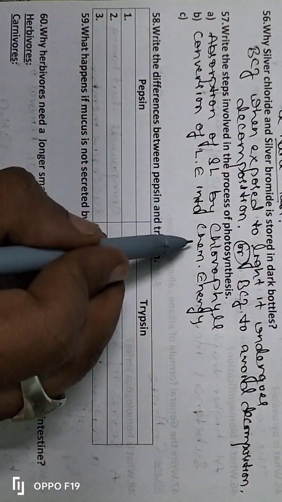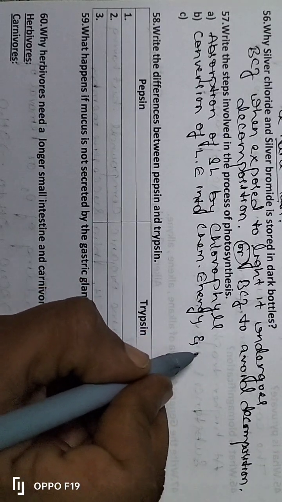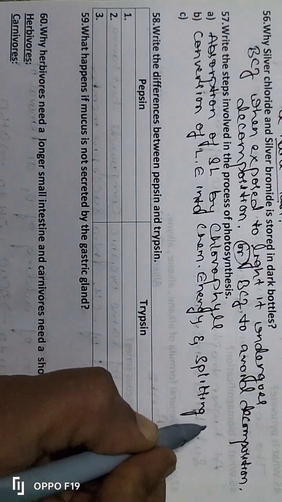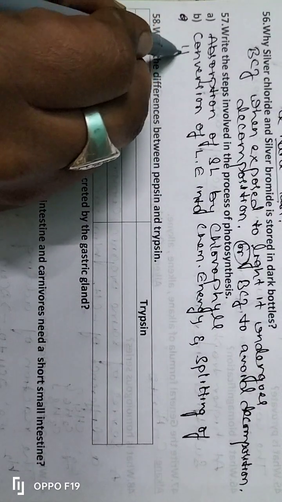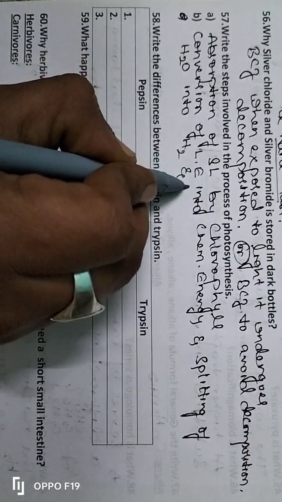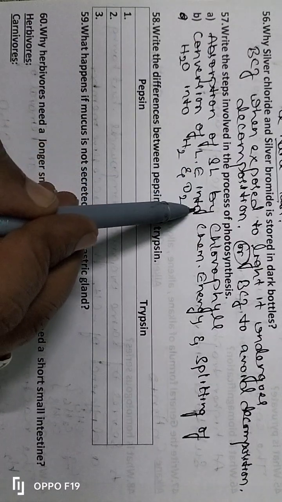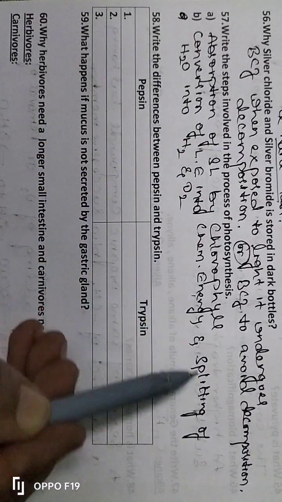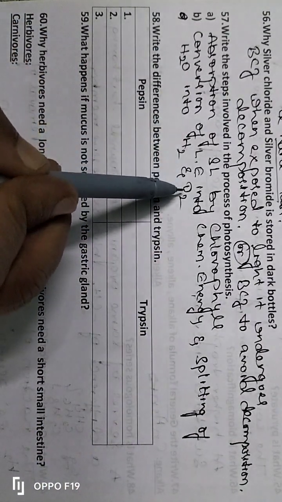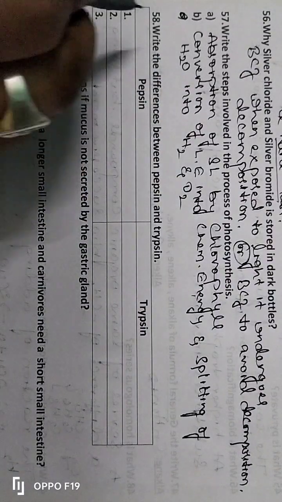After converting light energy into chemical energy, there is the splitting. What to split? Splitting of water into hydrogen and oxygen. This is the second step: conversion of light energy into chemical energy, and splitting of water into hydrogen and oxygen.